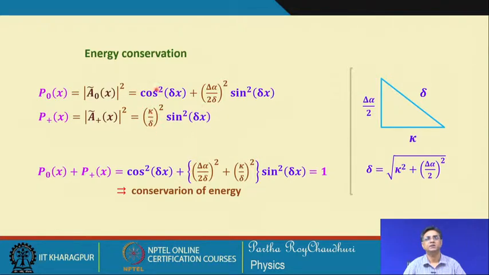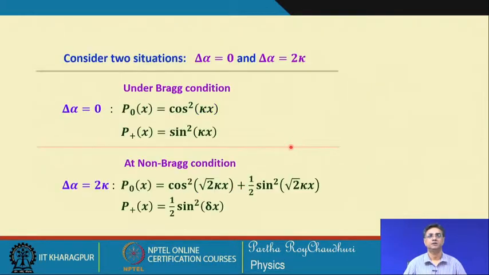As a result, you get only cosine square kappa x, because kappa and delta have now become equal if delta alpha equals 0. Therefore, you get P 0 x equal to cosine square kappa x, P plus is equal to sine square kappa x, and this form of the power variation is already known. It gives you complete exchange of power between these two beams representing the 0th order and the plus order.